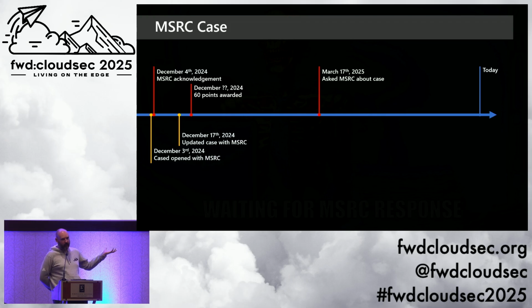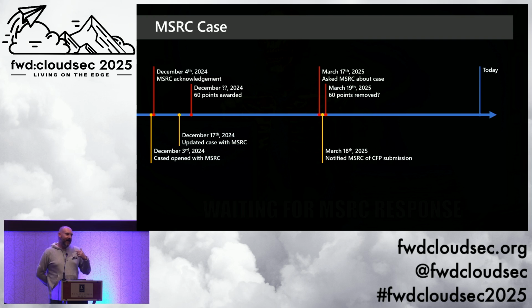I ask them about actual cases that are open and what the status is. And also, March 18th, now I tried color coding this and realized I made a mistake because the red was supposed to be me reaching out to them. So March 18th, I also notified them that I was going to be speaking about this sort of stuff. And then interestingly, a day later, I lose my points. So I'm like, okay, well, they obviously are paying attention to me, because I lost them pretty quick, but I haven't received any response back.